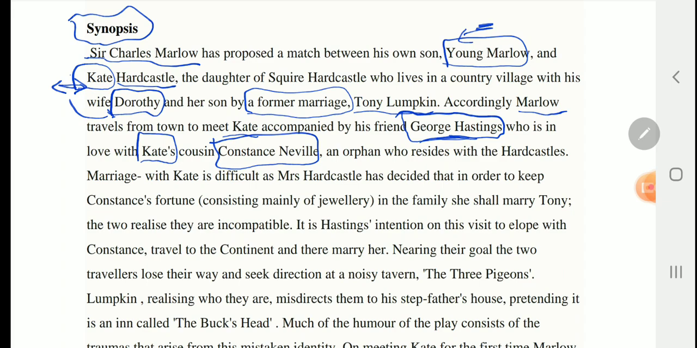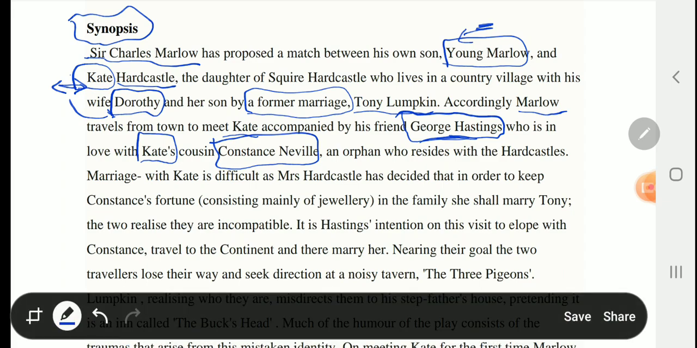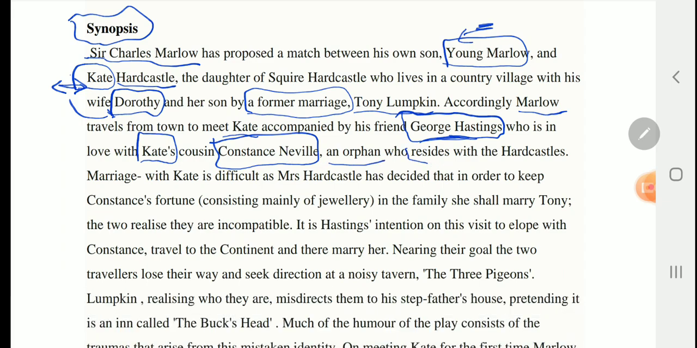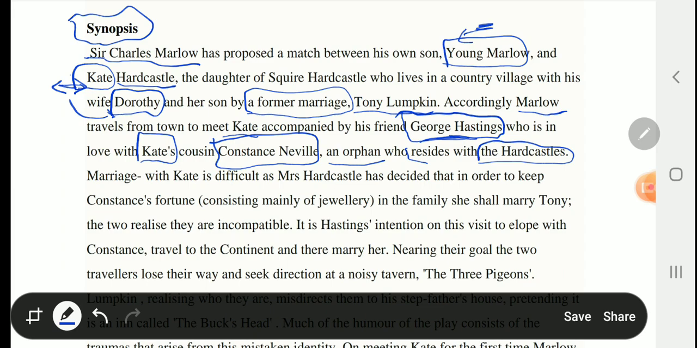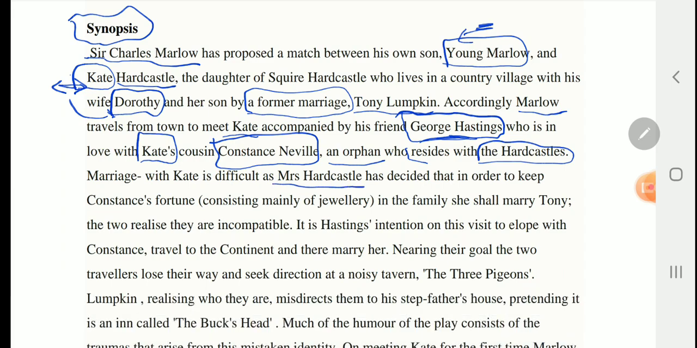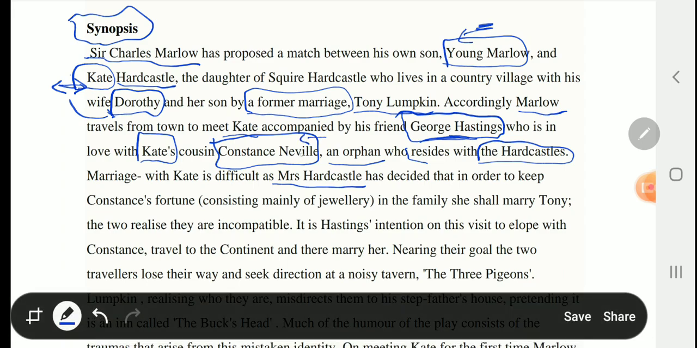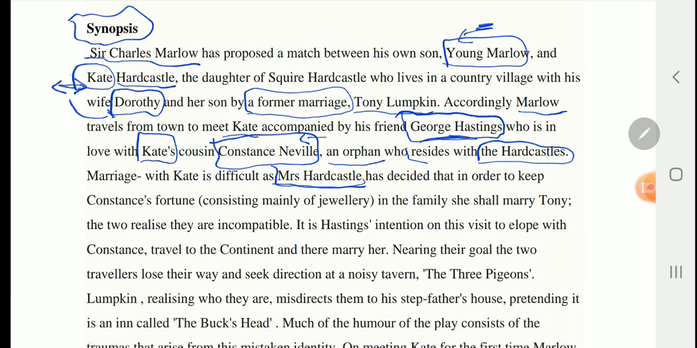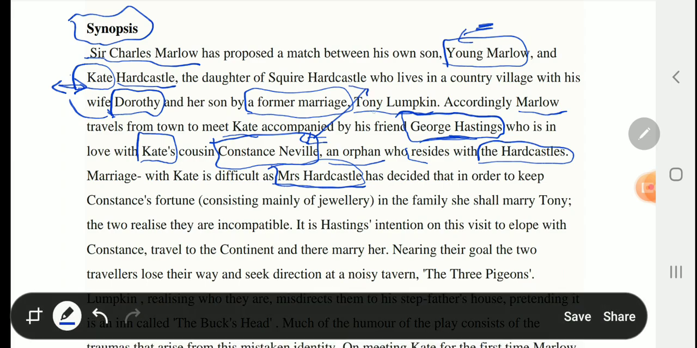We see that George Hastings is in love with Kate's cousin, whose name is Constance Neville. As I already introduced Constance Neville to you with the characters list, she's an orphan, and she lives with the Hardcastles, and she has a fortune. Mrs. Hardcastle wanted to control Constance Neville's fortune, and she wants her to marry her son Tony.